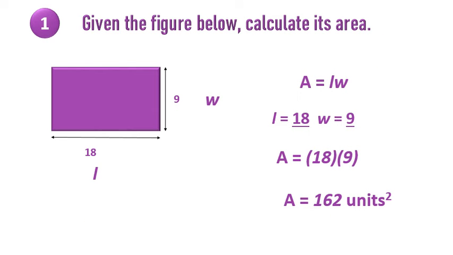Now let's do a few practice problems to apply these formulas. Number 1, given the figure below, calculate its area. This figure can be classified as a rectangle, and the formula for finding the area of a rectangle is length times width. We're given that the length equals 18, that the width is 9. Thus we can simply plug these values into the equation by multiplying the two to find out that the area of this figure is 162 units squared.